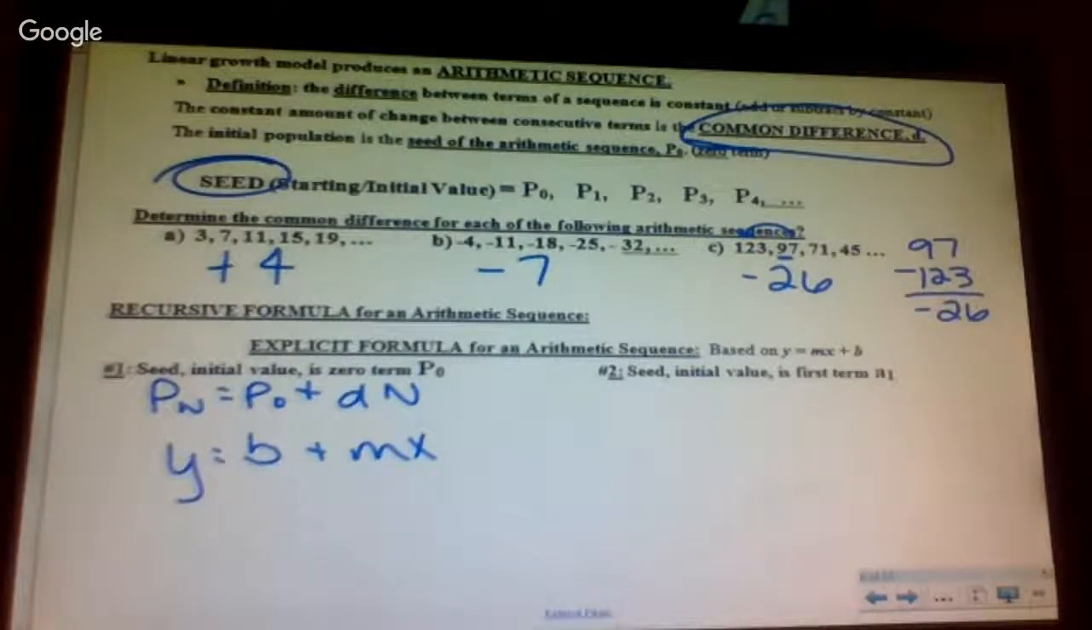Okay, they have another formula. If we only know the first term in the sequence and not the initial term, you can use a sub n equals a sub 1 plus n minus 1 times d. More than likely, you will always use the first formula rather than the second formula, but I do have to give it to you.